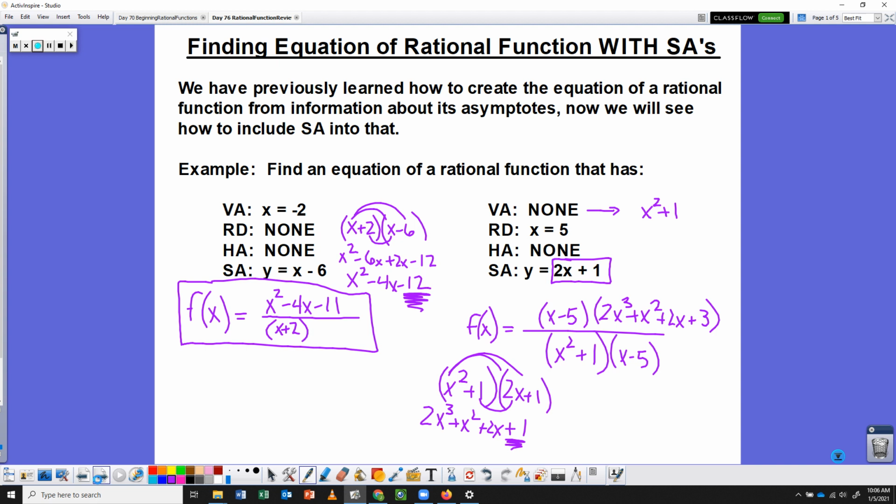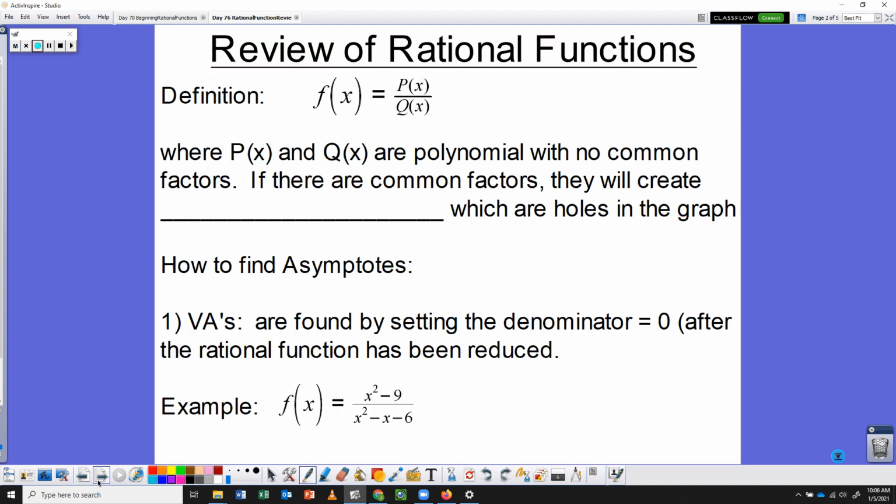Okay, at this time now that we're done with that, we're going to take a look back at the entire chapter. I know it's only been a few days worth of notes, but it's worth looking over one more time. So remember that the definition of a rational function is a function that's built of a fraction of two polynomials, p of x and q of x. And what we ideally want here is for p of x and q of x not to have any common factors. We don't want them to reduce.